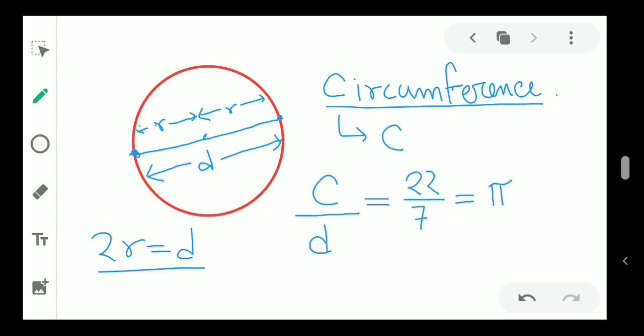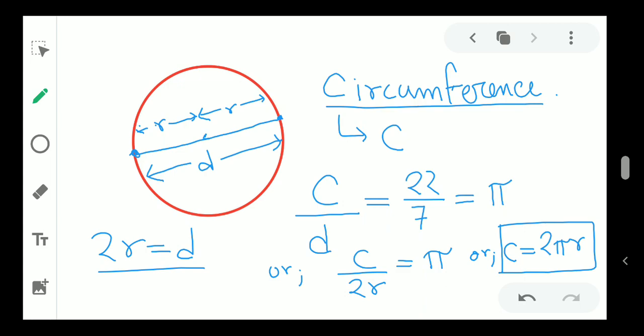So instead of d, we can write 2r. So we can write that c by d, instead of d we can write twice r, because d is nothing but twice r. So this is equal to pi. So from this we can easily get that c is equal to twice r pi, or you can say 2 pi r. So this is the formula for measuring the perimeter of any circle if you know the radius.